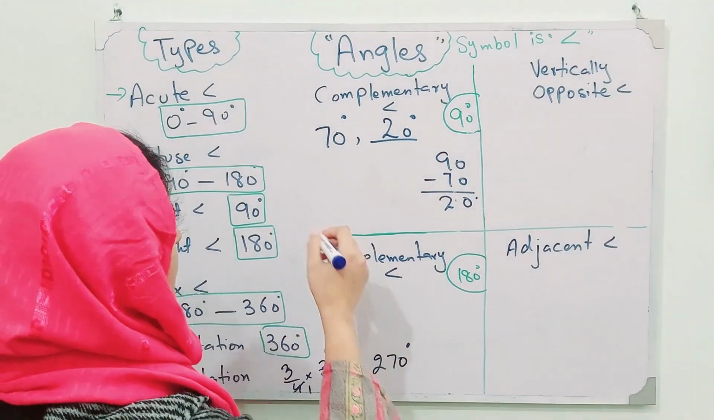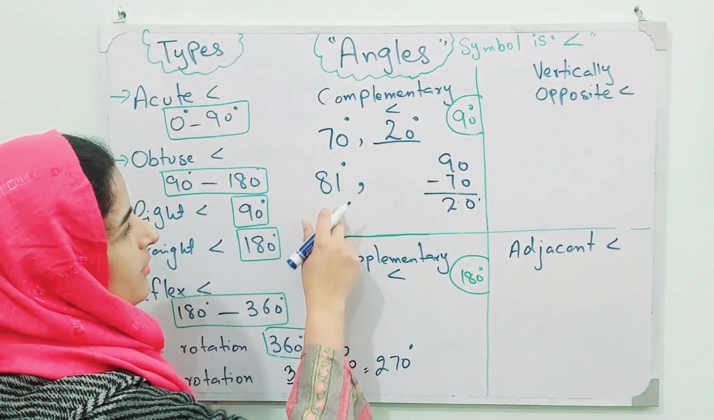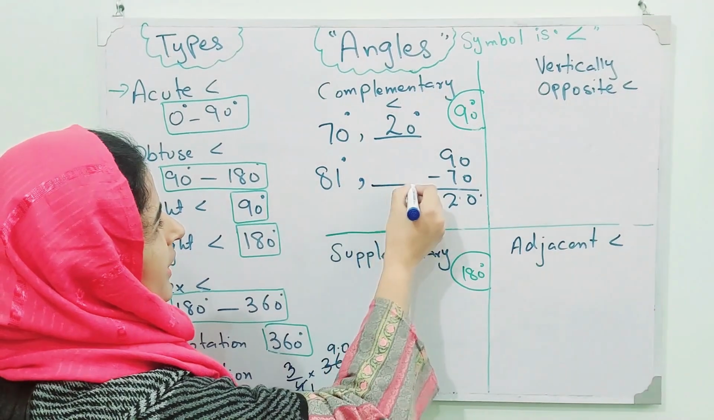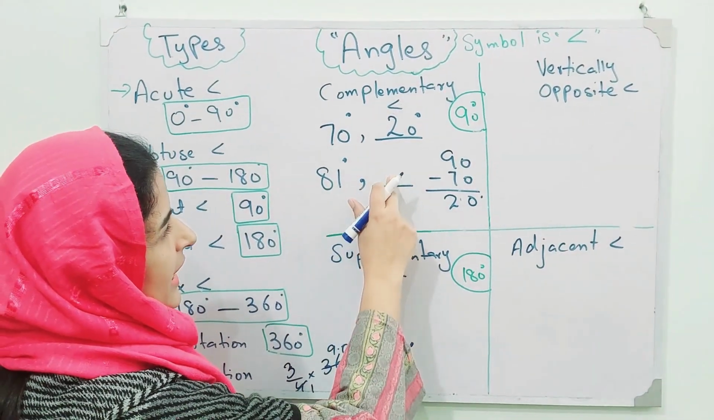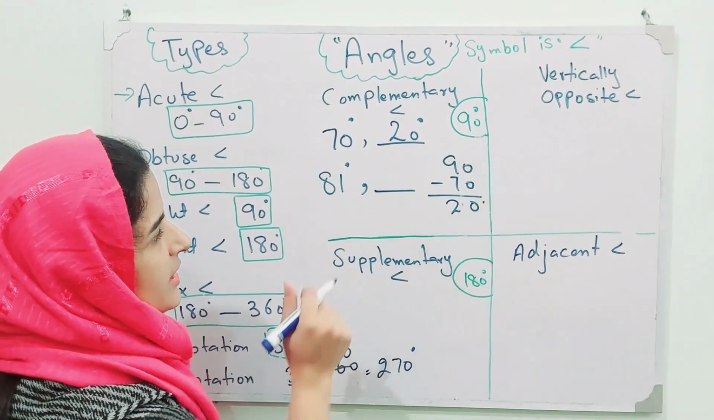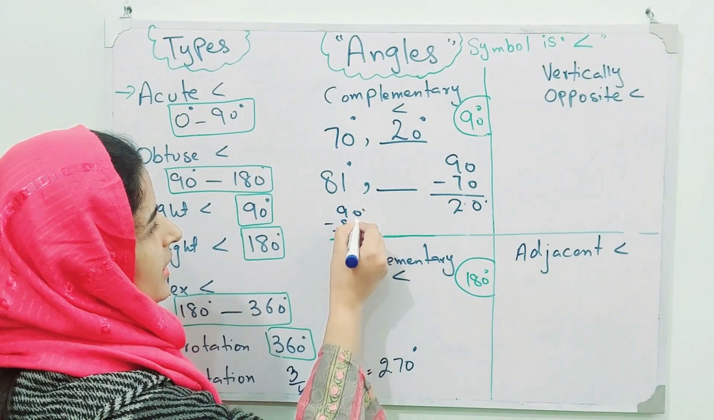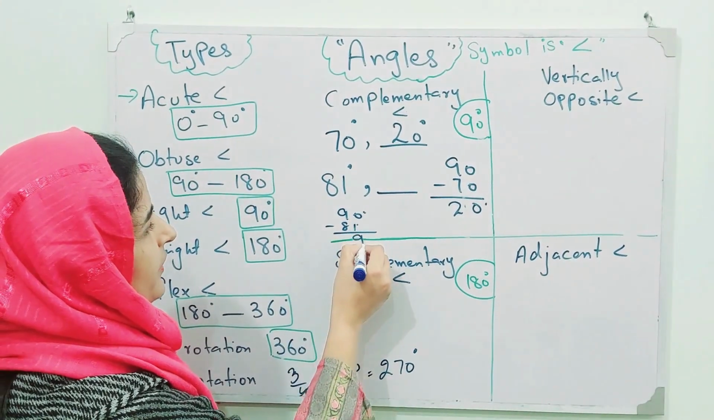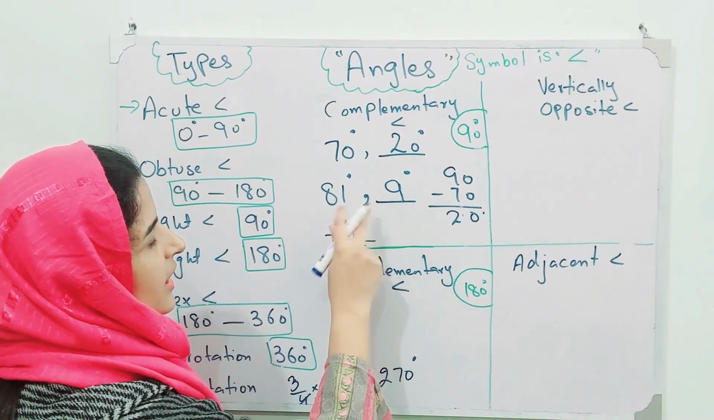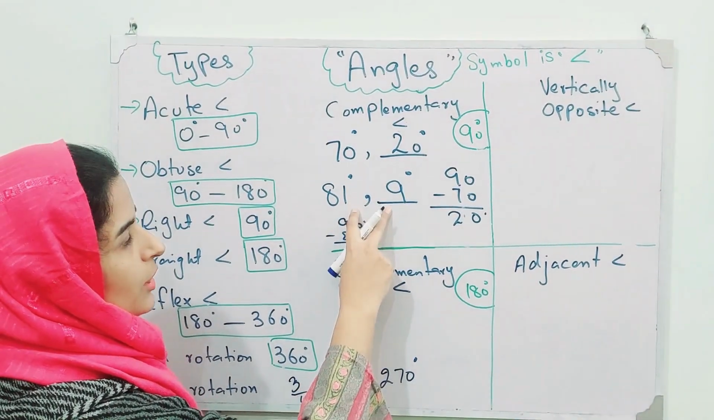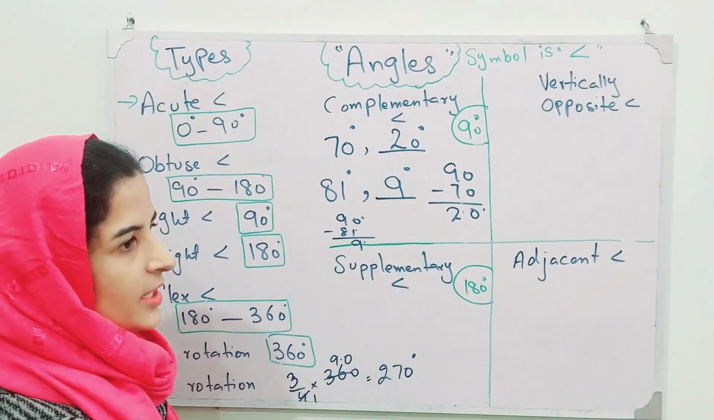You can see the other example. First one angle is 81 degree. You have to find out the other complementary angle. You have to find out this angle which will make the sum of 90 degree. Once you subtract 81 from 90 degree, your answer will be 9. So 81 degree and 9 degree are those two angles. These are called complementary angles because these are making the sum of 90 degree.